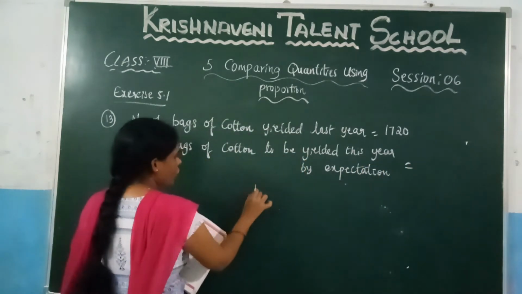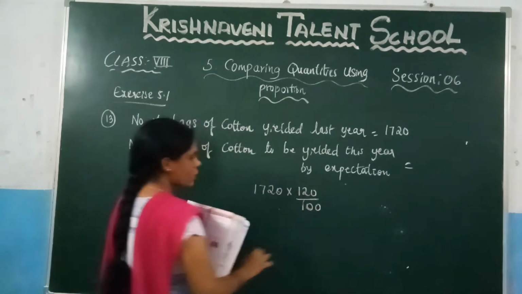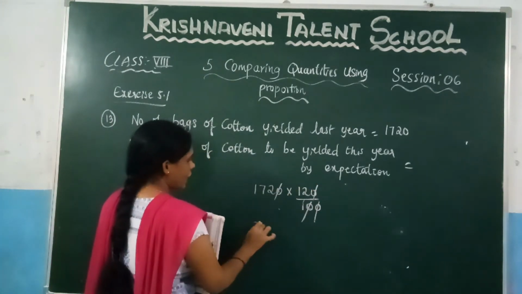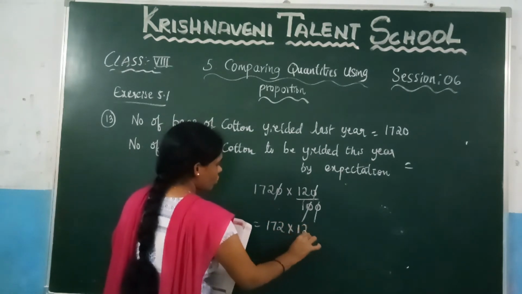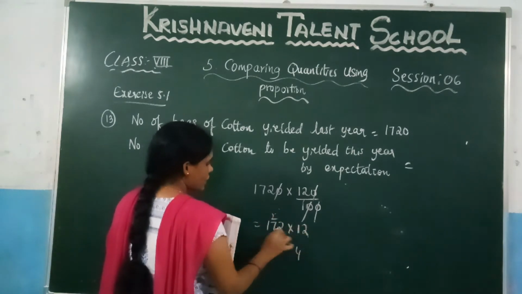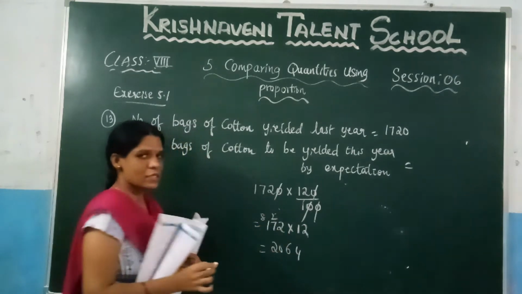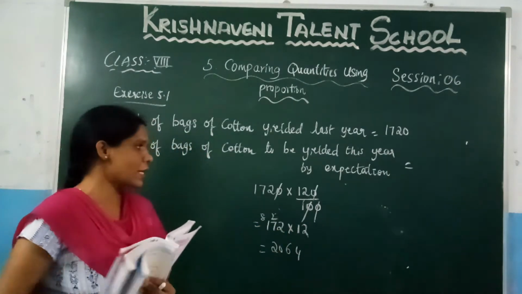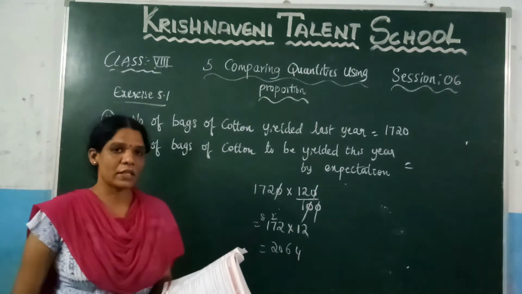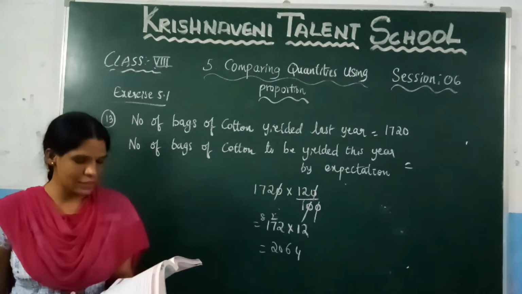So if you want to find, what we need to do? 1720 into 120 by 100, because here 20% increase will be there. So here 0 will get cancelled. You will get 172 into 12, which is 2064. 7 2s are 14, 12 1s are 12 plus 2, 20. 2064 bags can be yielded this year. This is what she is expecting, because here they have given the 20% more, so we have added here 100 plus 20. Now let us see the next question.